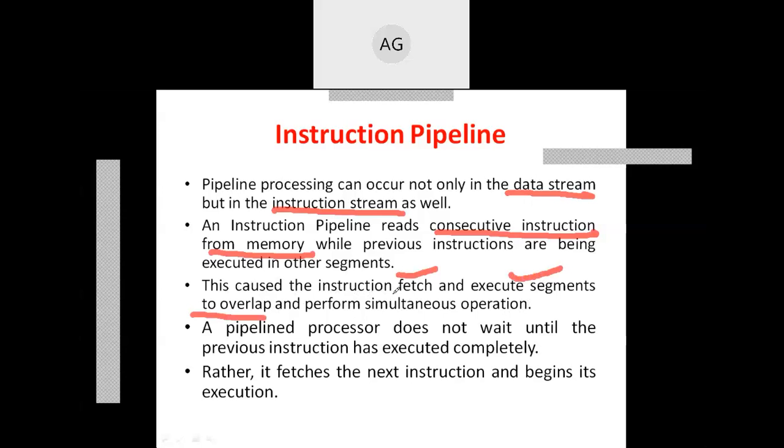These are the stages of the instruction pipeline. A pipeline processor does not wait until the previous instruction has executed completely. That is the characteristic of a non-pipeline processor. But in the case of a pipeline processor, we can perform the operations simultaneously. Rather, it fetches the next instruction and begins its execution. So this is the introductory part of the instruction pipeline. Moving to the next slide.